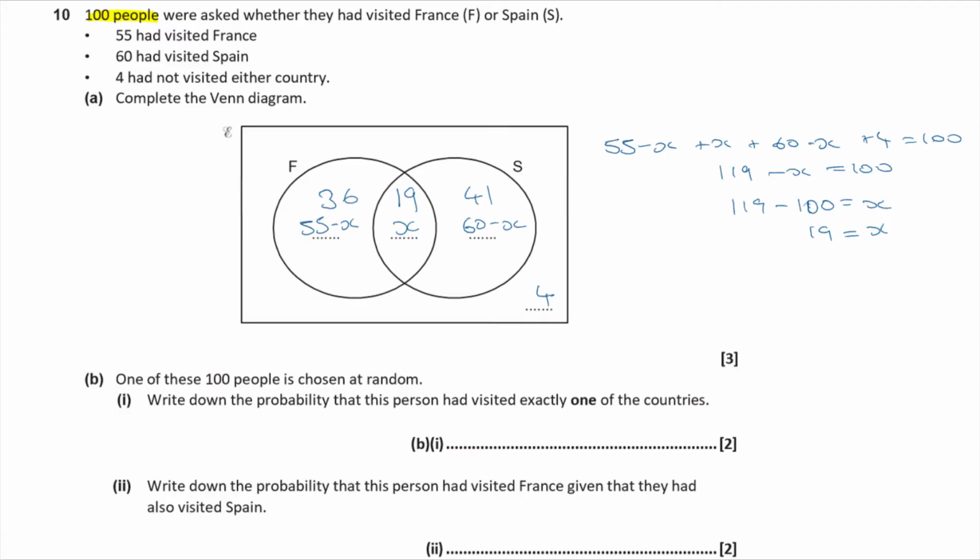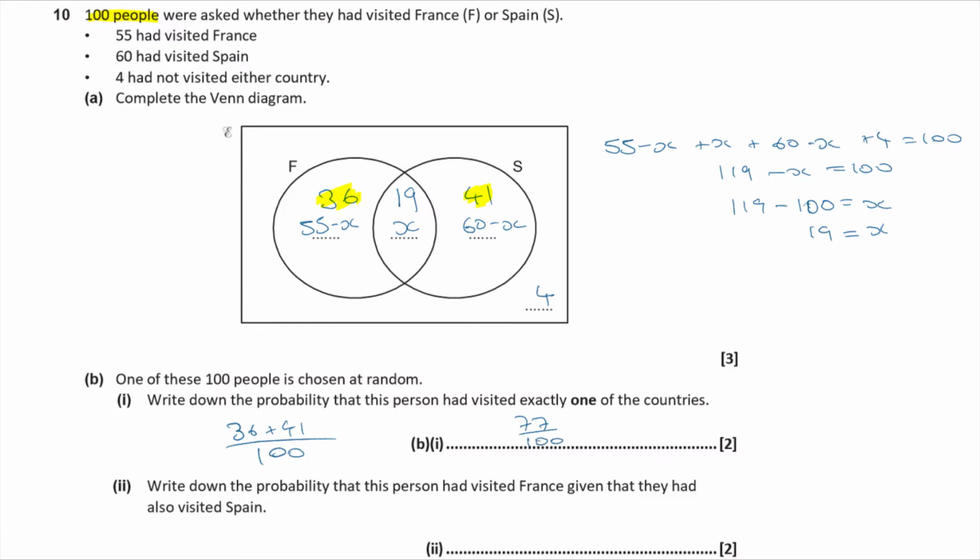So one of these 100 people is chosen at random. Write down the probability that this person has visited exactly one of the countries. Well, exactly one of the countries is going to be either France only or Spain only, isn't it? It's going to be those two added together. So the probability is successful outcomes, 36 plus 41 over 100. So 36 plus 41 is 77, so that's going to be 77 over 100.